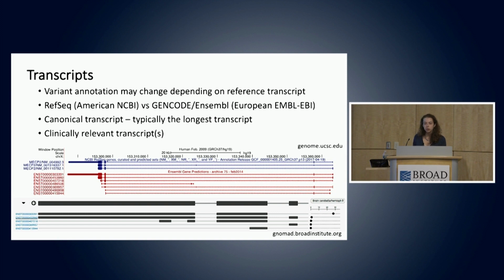RefSeq tends to have fewer transcripts. GENCODE tends to have more. We use GENCODE in some of the databases like gnomAD that I'm going to talk about. Generally, the canonical transcript is the transcript we all talk about and refer to as the main transcript, but it's actually just typically the biggest transcript, and the one that includes all the exons, so you're kind of referring to everything. It doesn't necessarily mean that that is the clinically relevant transcript, so it's just important to remember.